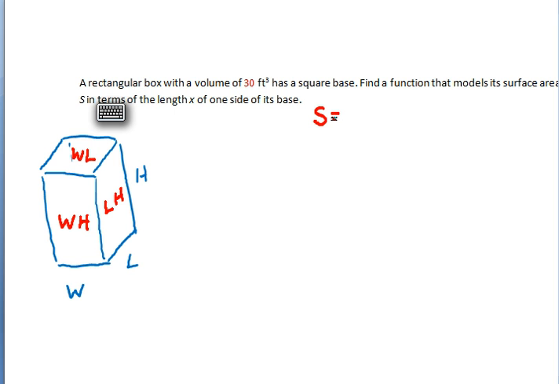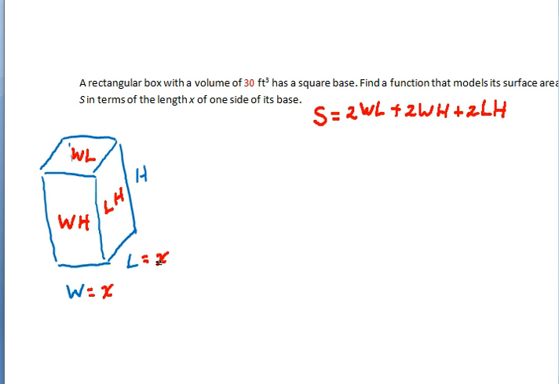So the surface area formula would be 2WL plus 2WH plus 2LH. But now we're supposed to write that surface area as a function of the length x of one of the sides of the base. So we're going to be able to replace W with x and L with x.